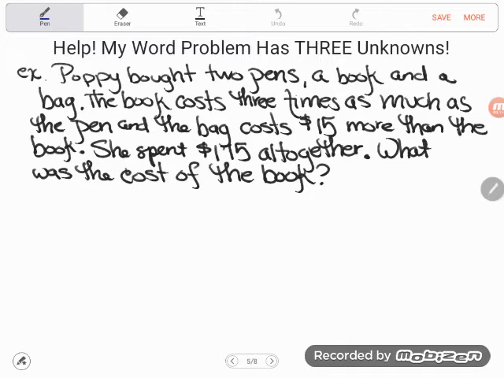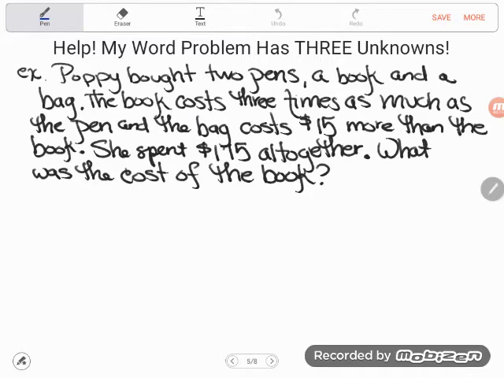It says, Poppy bought 2 pens, a book, and a bag. The book cost 3 times as much as the pen, and the bag cost $15 more than the book. She spent $175 altogether. What was the cost of the book?